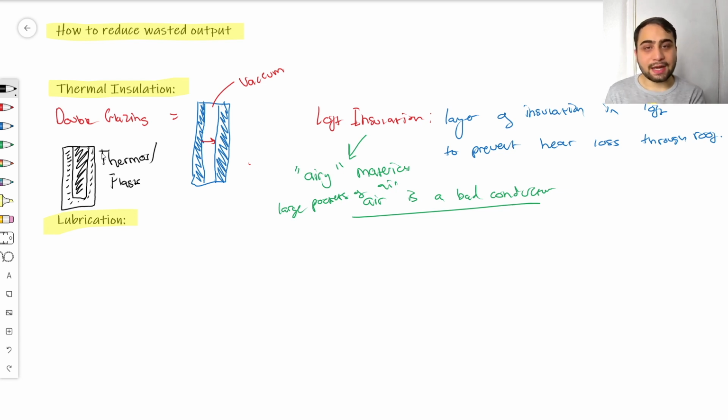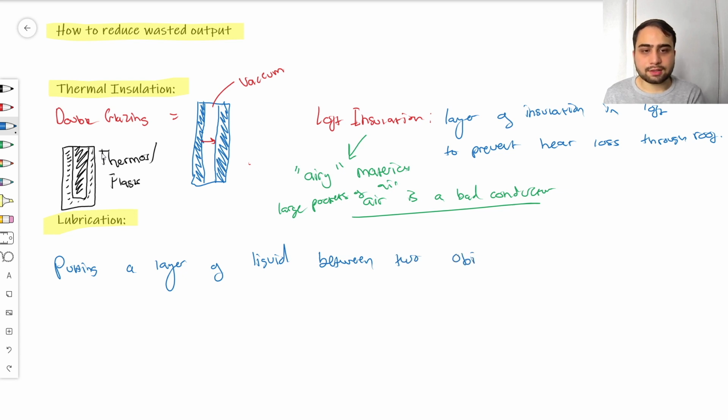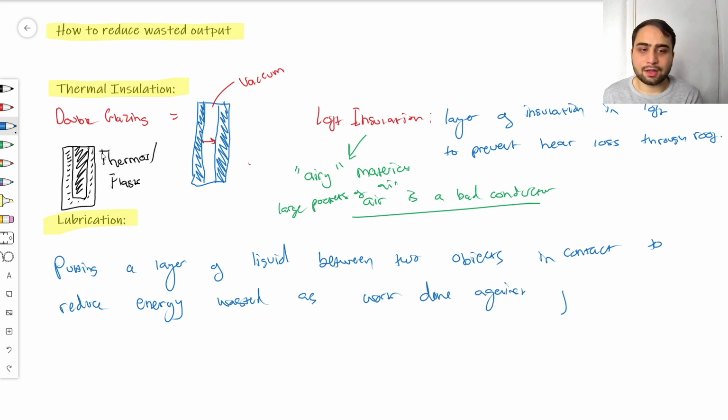Now, the second way is lubrication, which really entails putting a layer of liquid, or sometimes a material such as graphene, but that's another topic for another time, a layer of liquid between objects in contact to reduce energy wasted as work done against friction. Okay, so that's a long statement, but let's deconstruct that.